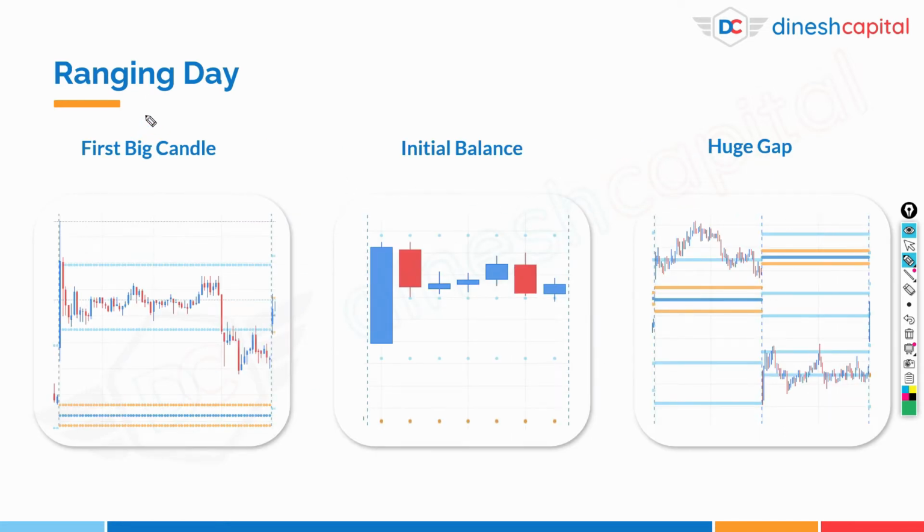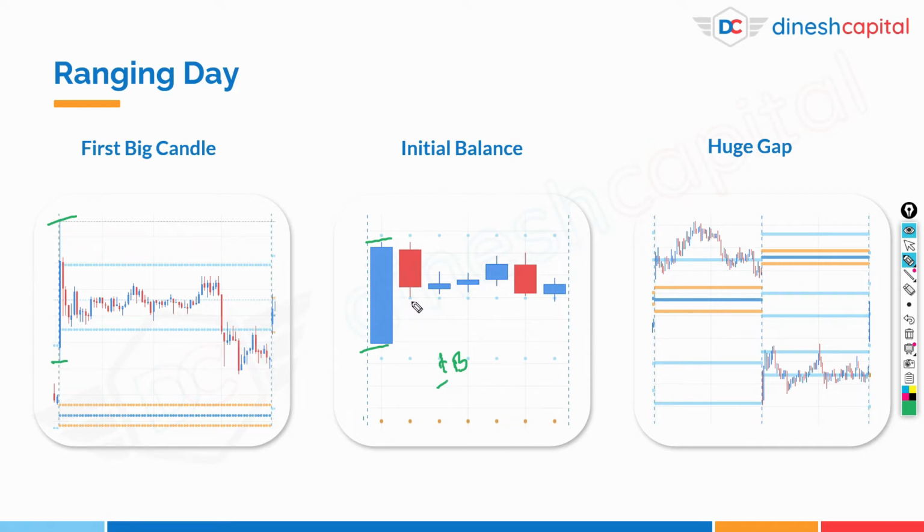Second type is called ranging day or range bound day or sideways day. All represents the same kind of day. The range may form in the first big candle like this, or it may form in the first hour like this. The range that forms in the first hour is called initial balance. On these days, mostly the market will quietly trade on the upper and lower boundaries throughout the day.